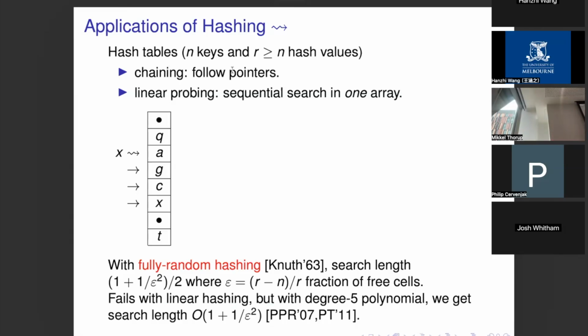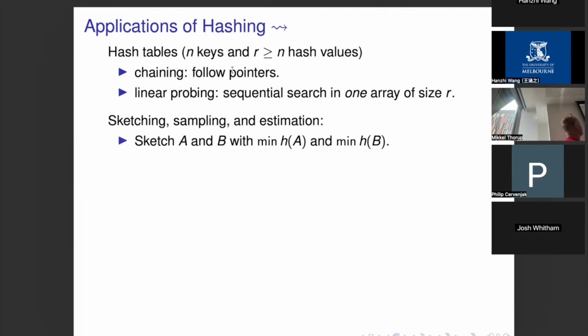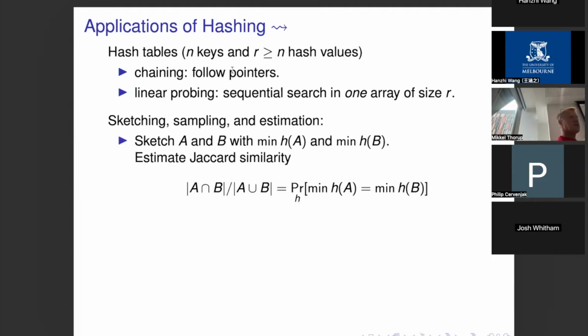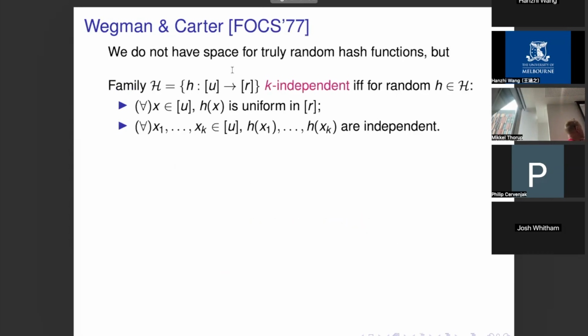So this thing completely fails, and that was actually what failed at AT&T with linear hashing. It works with a degree 5 polynomial with some O notation, but we can make it work even better. Then we have other things, the sketching I mentioned before with the Jaccard similarity. That's another example of hashing, where we need this thing that there's no bias.